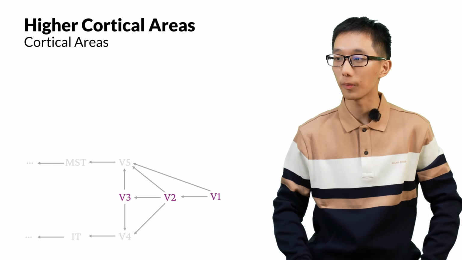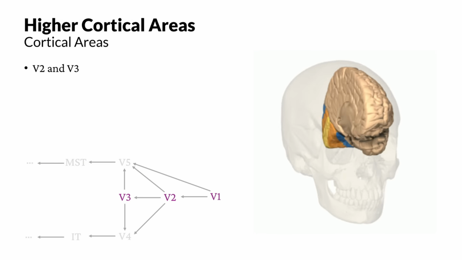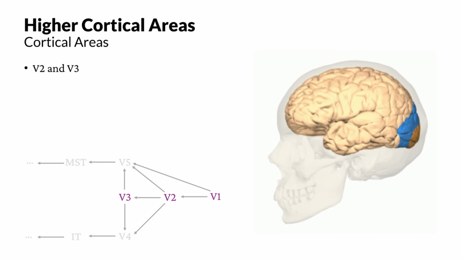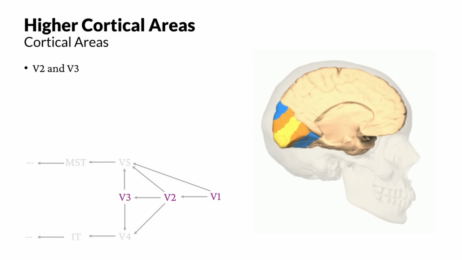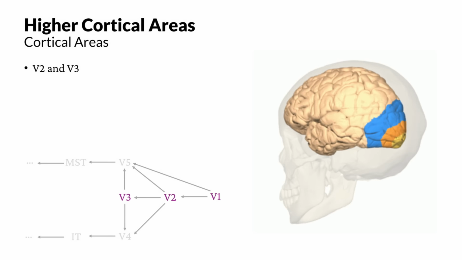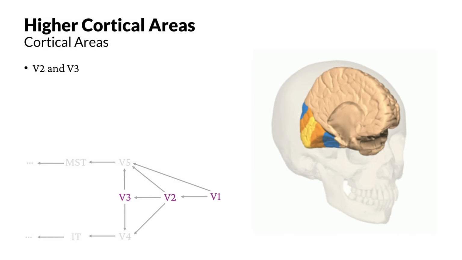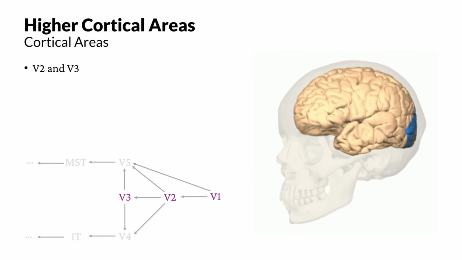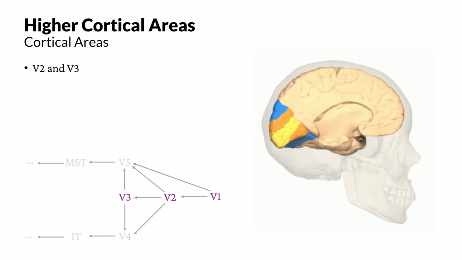Time for higher cortical areas. We will first go from V1 to V2 to V3. V1, V2, and V3 are all mainly located in the occipital lobe. V2 is around the borders of V1. As you can see, V1 is yellow and V2 is orange here. V3 is further around the borders of V2. V3 is represented in blue here.